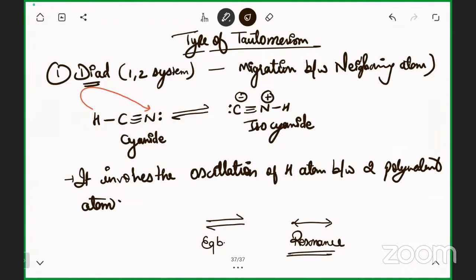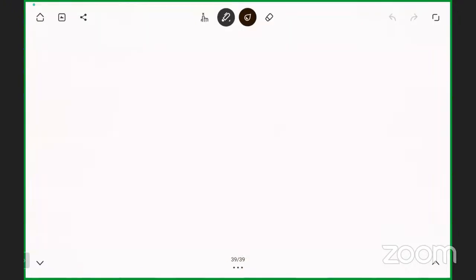Yes. Okay, the second example I'm taking is nitrous acid. What is the formula of nitrous acid? Not nitric. Nitric is HNO3. Nitrous is HNO2. HNO2, that is nitrous acid.